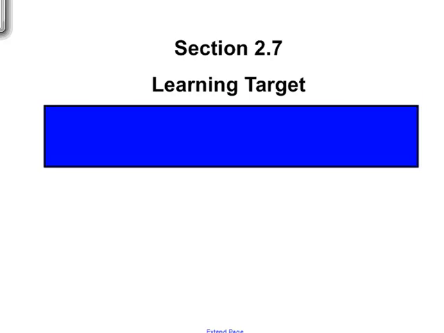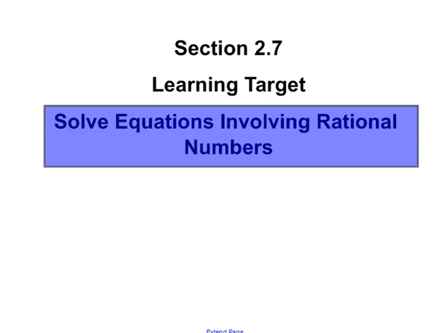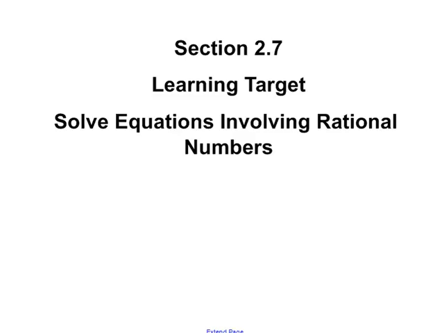Begin our study of Chapter 2, Section 7, so that's Section 2.7. And as always, whenever we start a new section, we start with the learning target, and the learning target for today is to solve equations involving rational numbers.